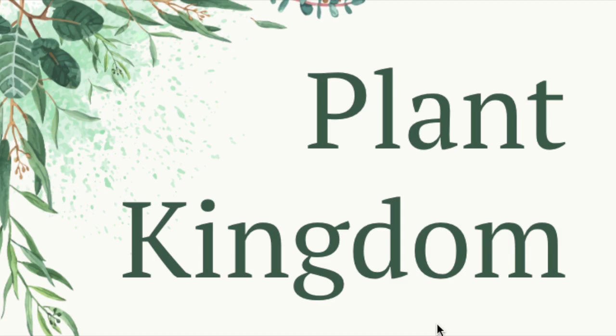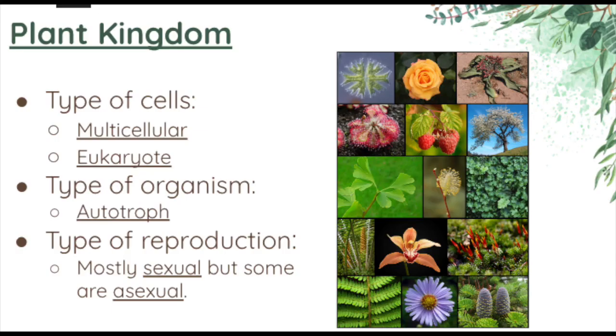Plant kingdom. The plant kingdom has these characteristics. All plants are multicellular, meaning they're made of many cells. They are all eukaryotes, meaning they have a nucleus in every single one of those cells.